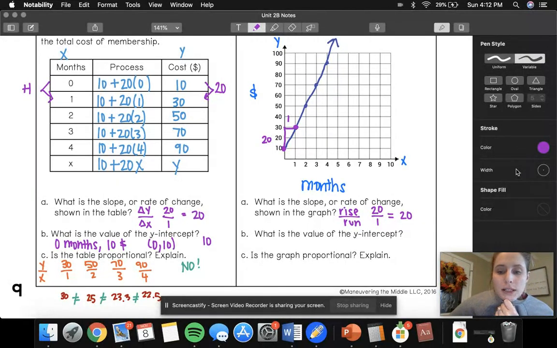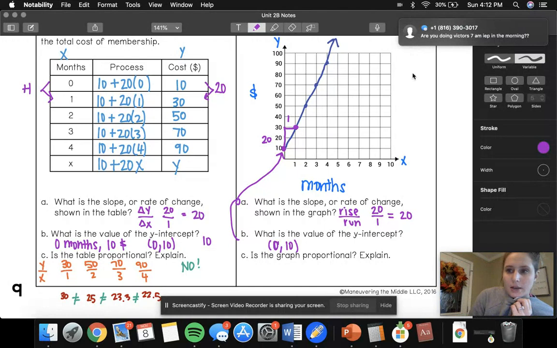B says, what is the value of the y-intercept? So I like to think about this as a starting point. When I look and visually see a y-intercept, I see where it crosses the y-axis. And where it crosses the y-axis is at (0, 10). Or you could just say that the value of the y-intercept is 10.